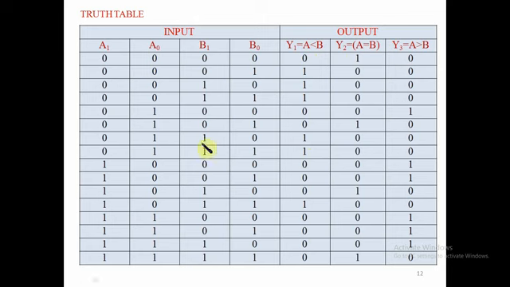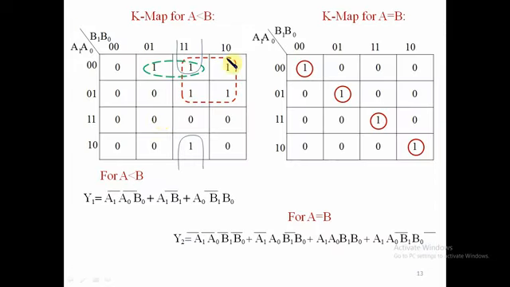Take another example 0 1 0 1, which means equal. Take 0 1 0 0, which means a is greater. Using that truth table, this is the input side and this is the output side, with 4 inputs, which means we require a 16-cell K-map. Here we draw it.